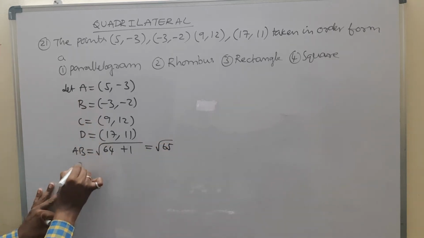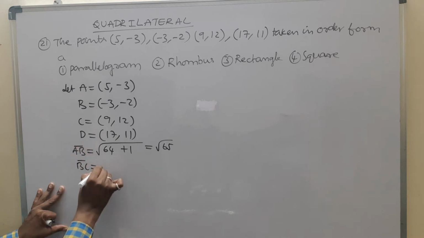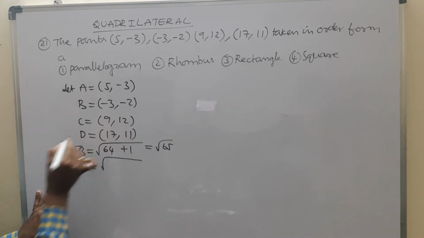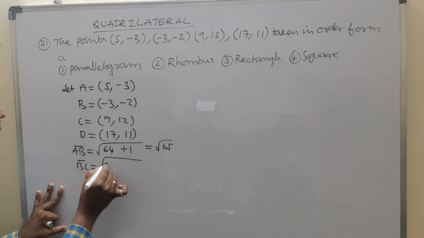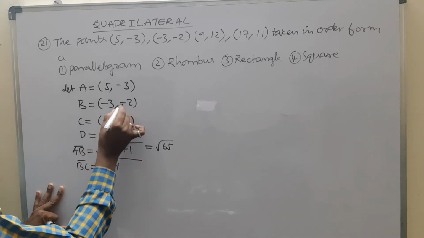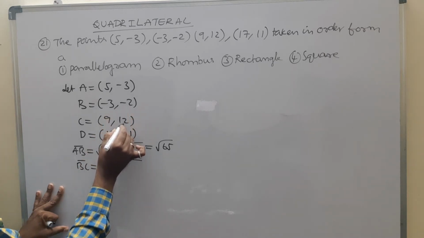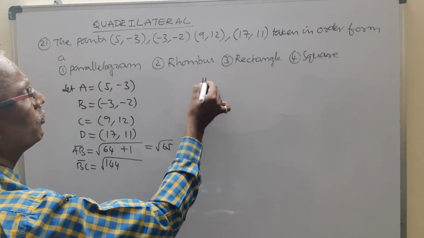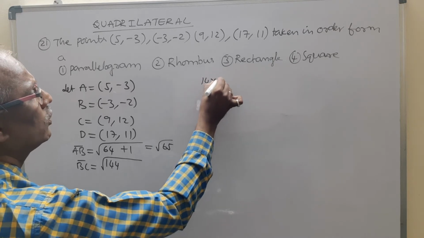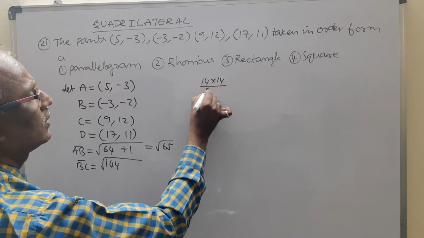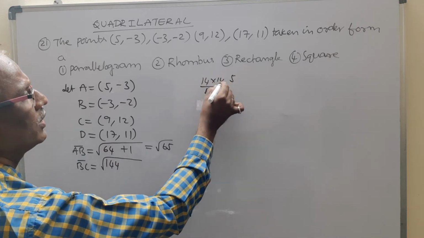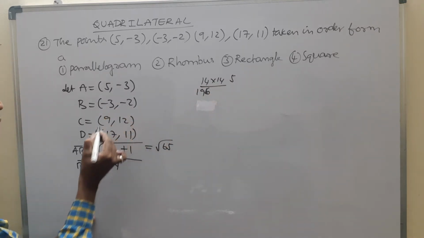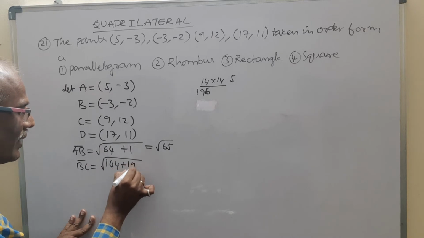Next, to find BC, square root of minus 3 minus 9, which is minus 12, whole square 144. Here minus 2 minus 12 is minus 14, minus 14 whole square. A negative squared is positive. 14 squared, 14 into 14, is 196. So minus 2 minus 12 is minus 14, whole square equal to 196.